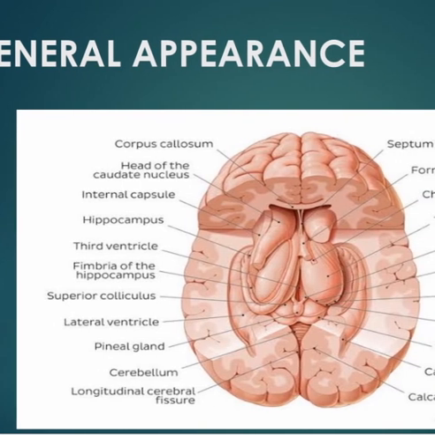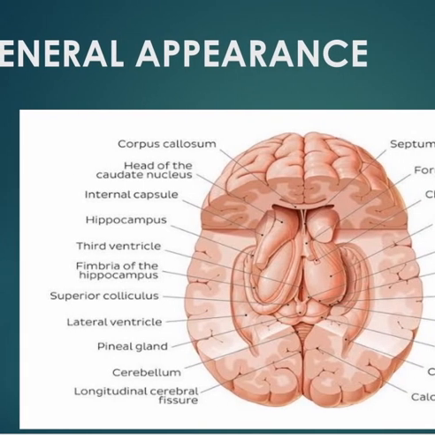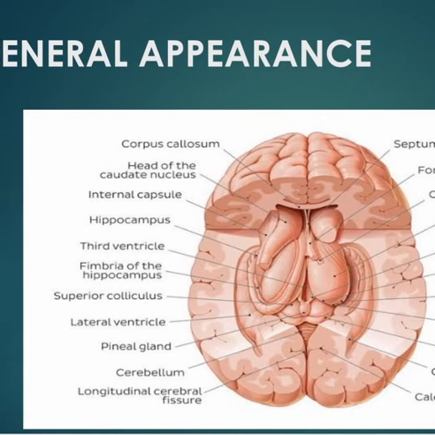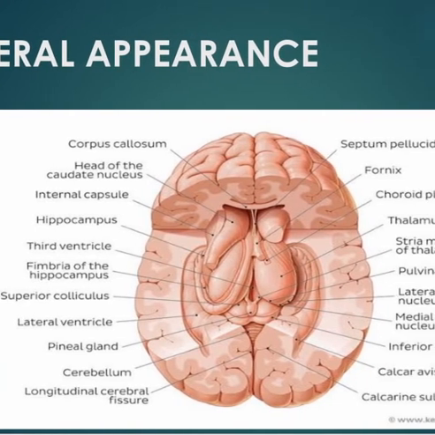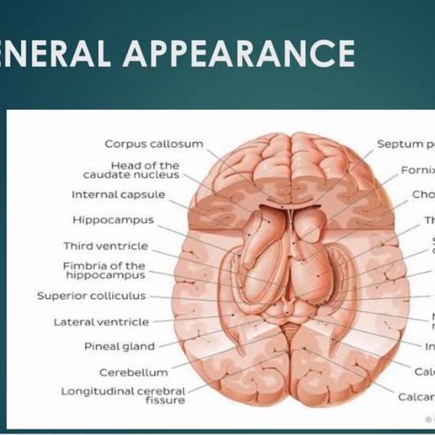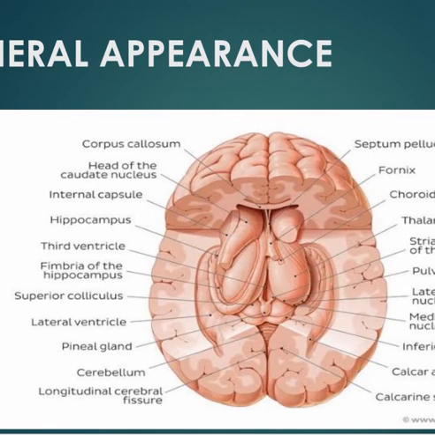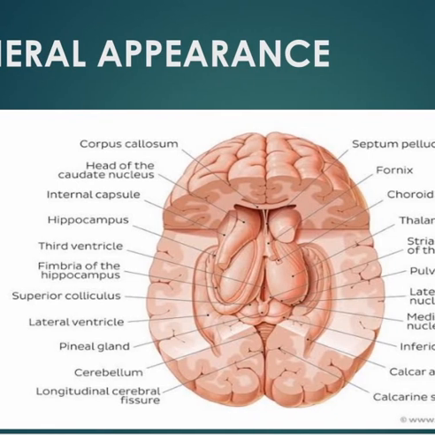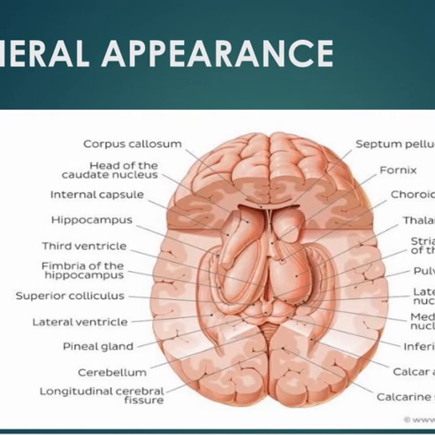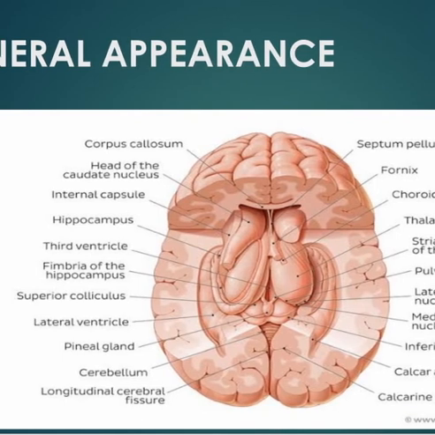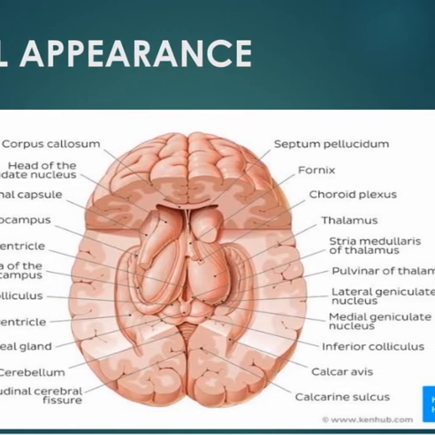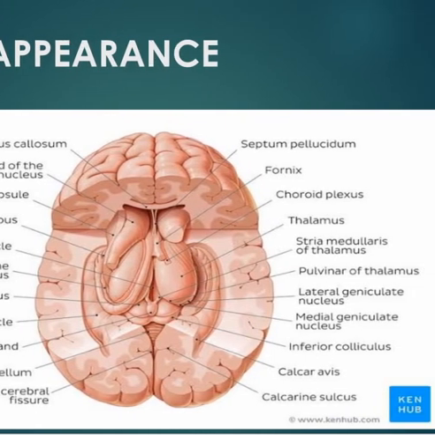Third ventricle. The third ventricle is continuous with the second ventricle and is filled by cerebrospinal fluid. What is longitudinal cerebral fissure? In the brain, in the cerebral hemisphere, there are a lot of sulci and gyri present. If sulci are very deep, they are called longitudinal cerebral fissure, which separates the two cerebral hemispheres.